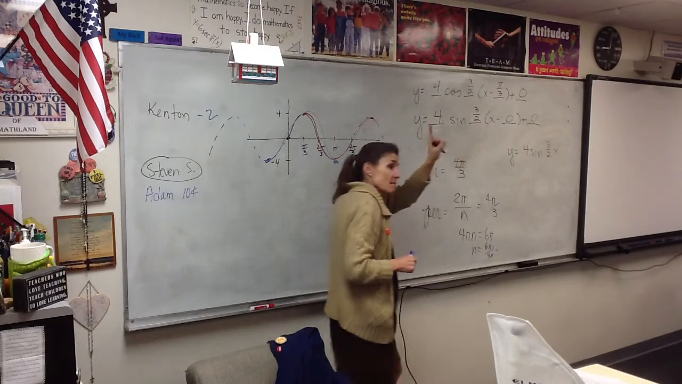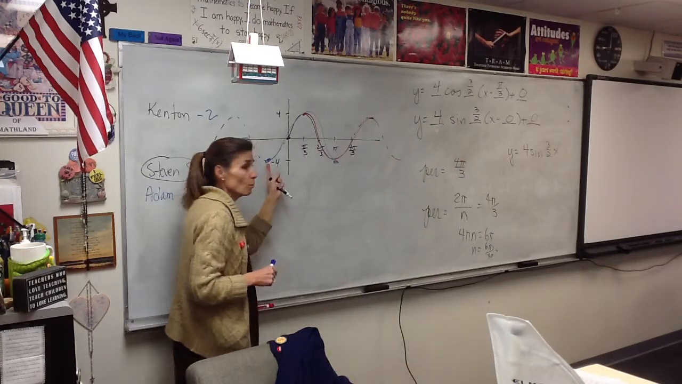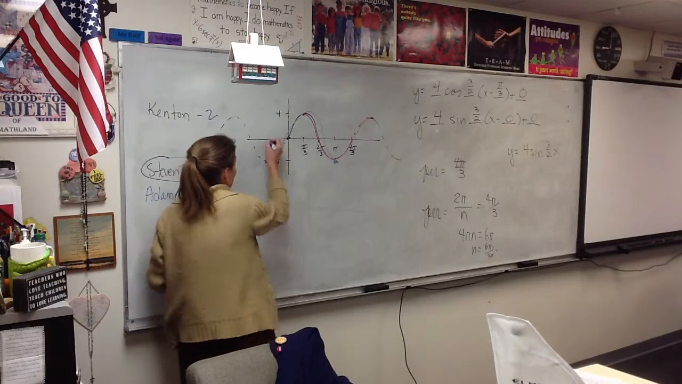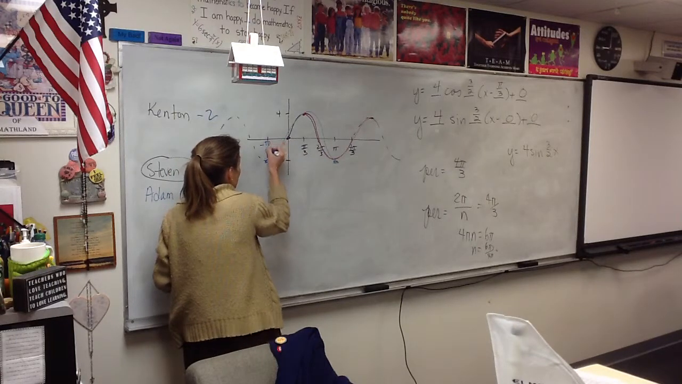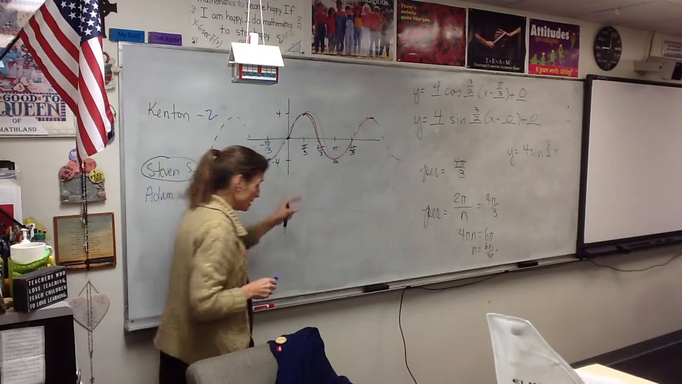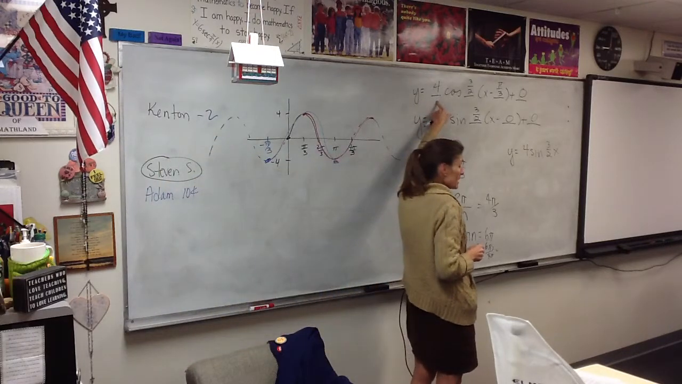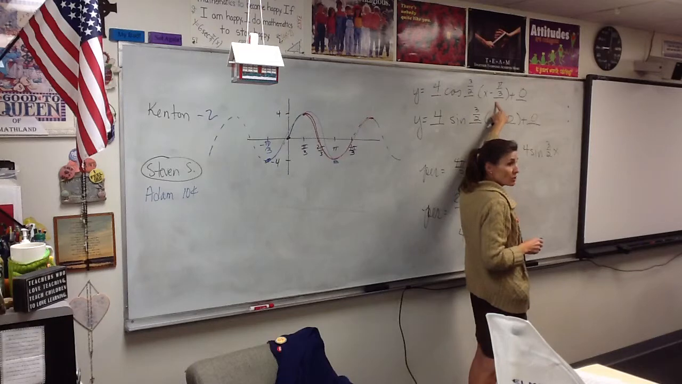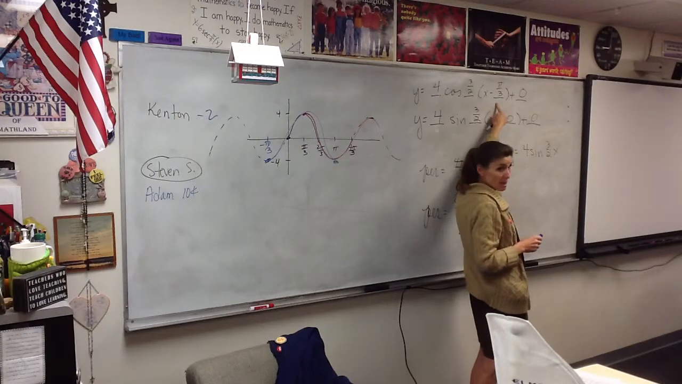Everything else is the same except your phase shift. What would your phase shift be? I don't have it labeled, but what would it be? Negative pi over 3. So if you did the blue one, you'd have to put a negative here. And how would this change? Positive. X plus pi over 3.